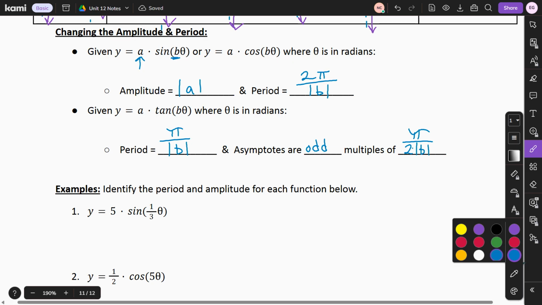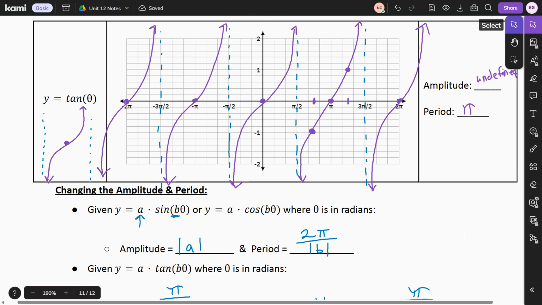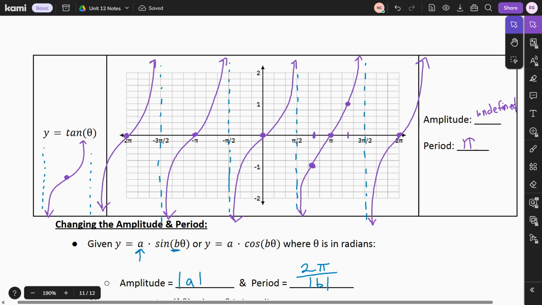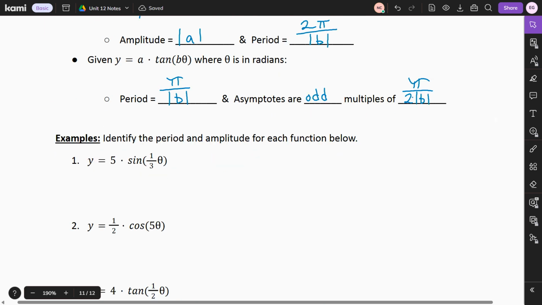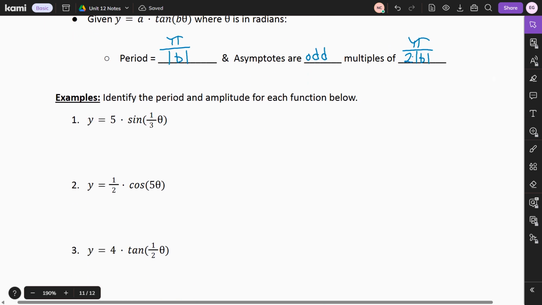b. And the reason it's pi over 2 is because if you look at the graph that we had here, every single one of our asymptotes was located at an odd multiple of pi over 2, like 1 pi over 2, 3 pi over 2. If I kept going to the right, it'd be at 5 pi over 2, and so on. So that's what I mean by odd multiples of pi over 2 times b.